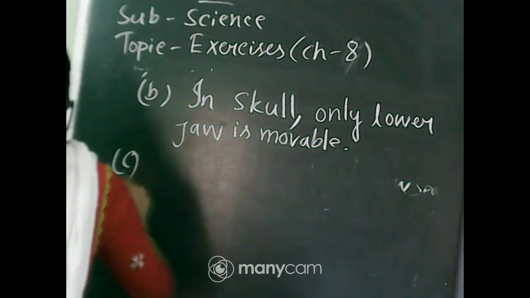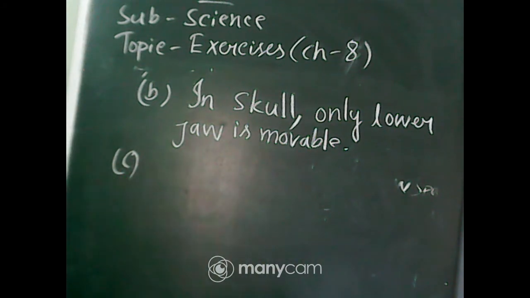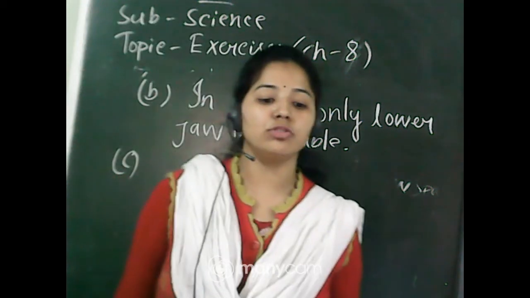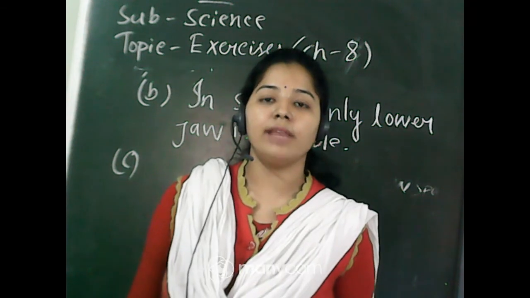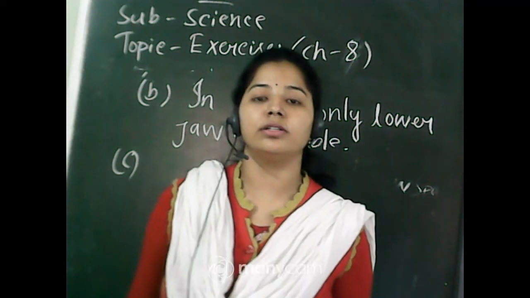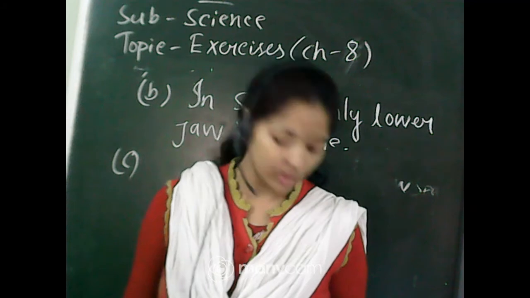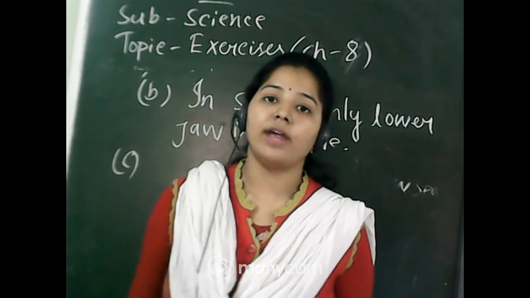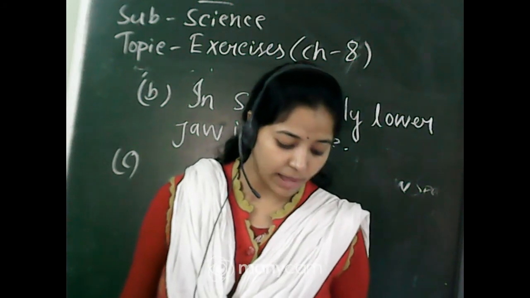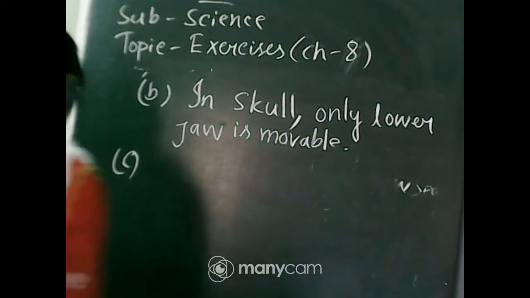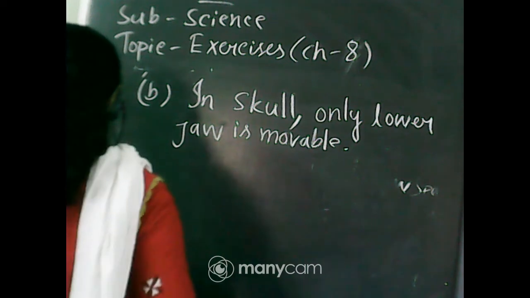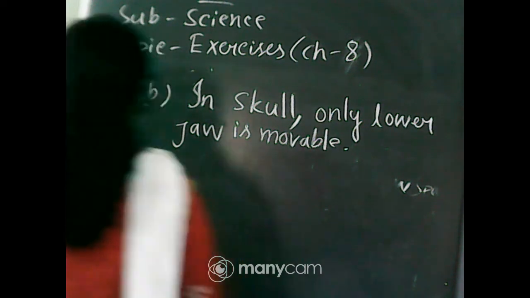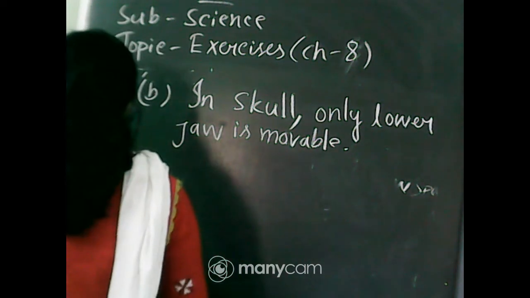Now comes to C question. Why can our elbow not move backwards? As you know, in our elbow there is a hinge joint, but the hinge joint does not allow back and forth movement. That is why the elbow cannot move backwards. It actually allows movement in one direction, that is why.